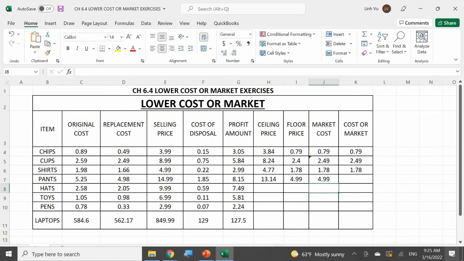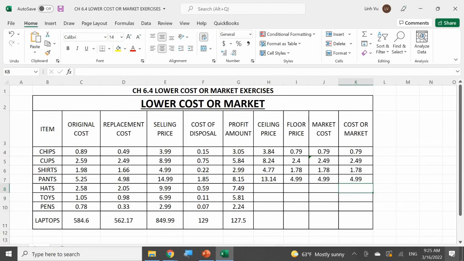So now last but not least, let's compare. Is my original cost of $5.25 lower than my market of $4.99? No. So that means $4.99 becomes my lower cost of market. Okay, the lower one is $4.99.